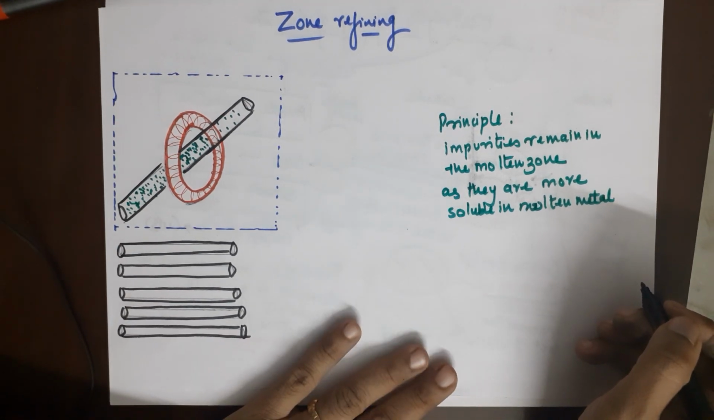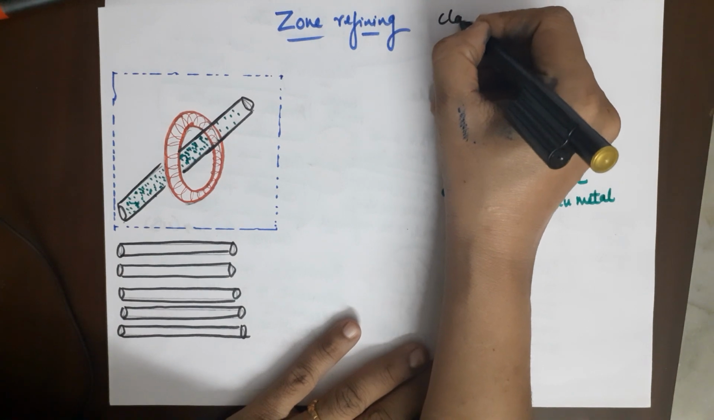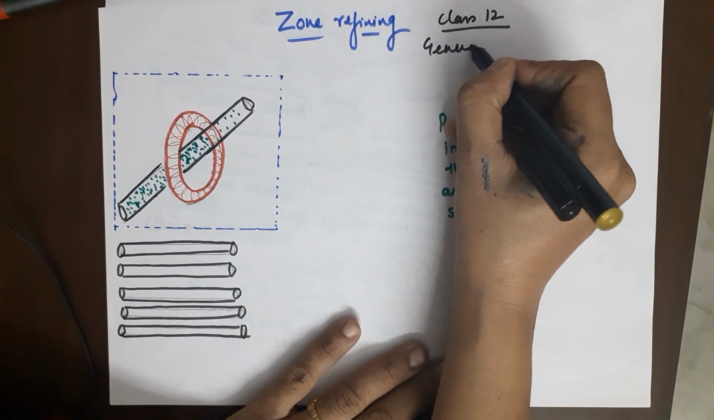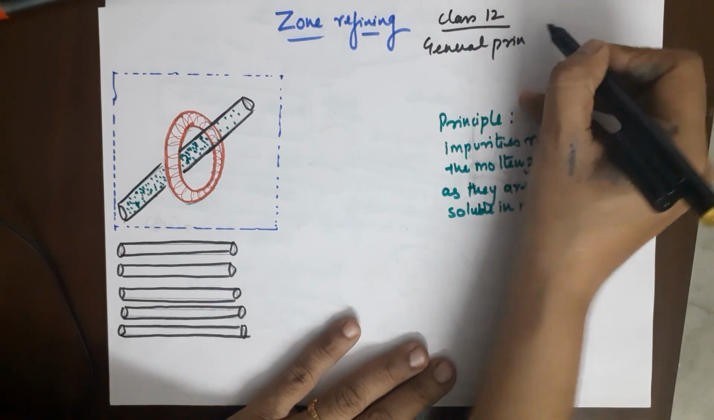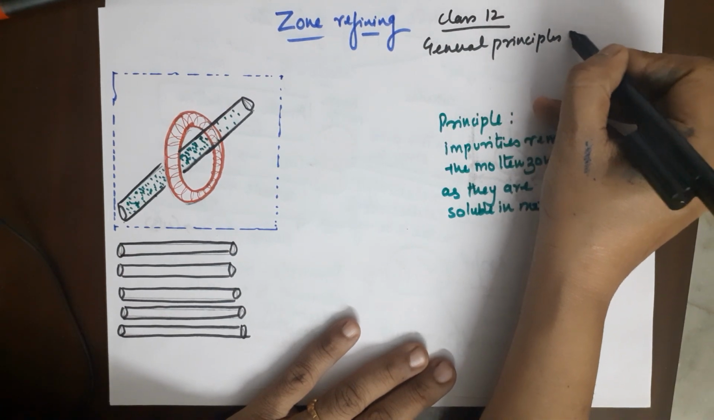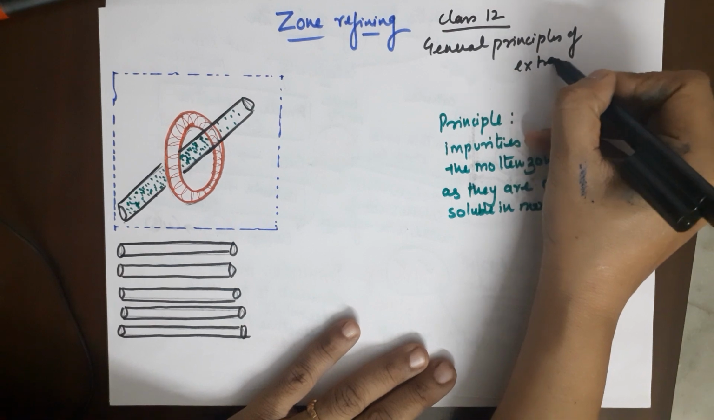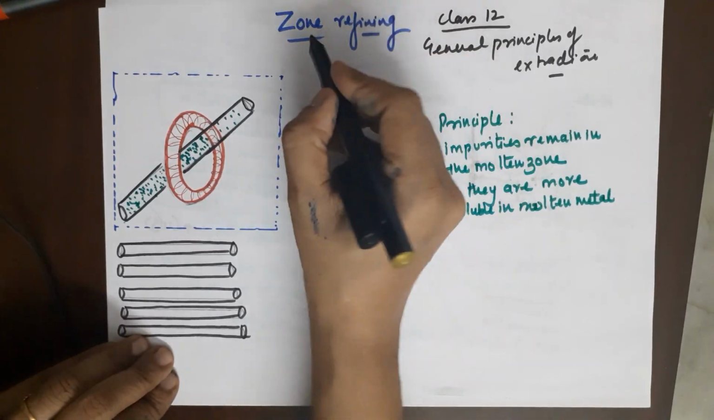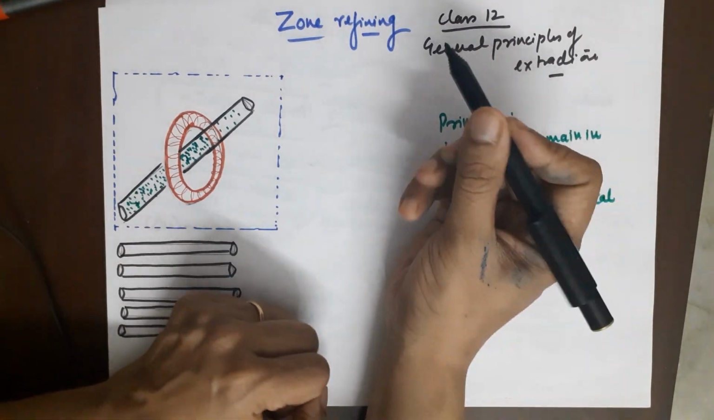Today's topic is that of class 12th. It comes under the chapter of General Principles of Extraction. And I have taken a special refining technique known as zone refining.